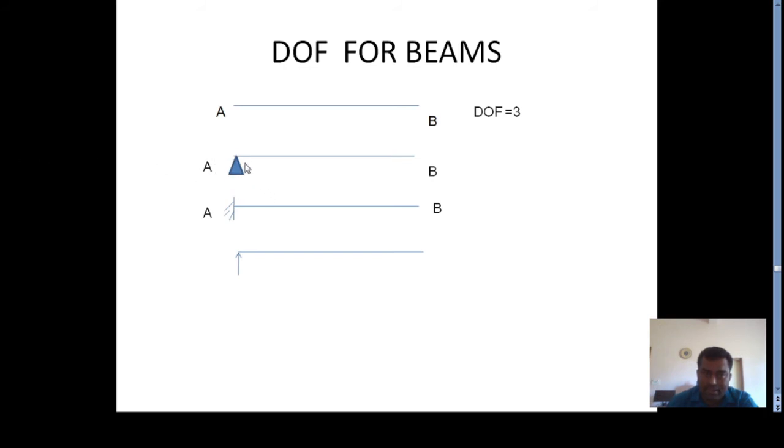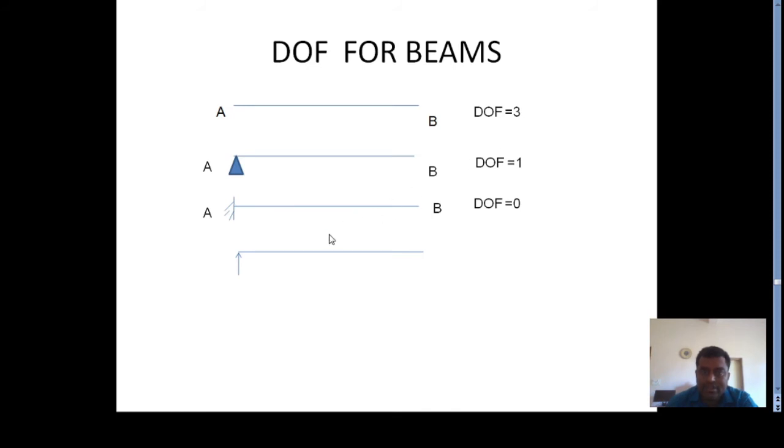In the next case, there is no movement at A, therefore we consider the degrees of freedom at A as 1, that is the moment. At the joint B, the degrees of freedom is normally 3: one horizontal, another vertical, then the moment MB. Similarly, in the next beam, vertical, horizontal and rotational movement at A are all restricted, therefore the degrees of freedom will be 0 at support A. But at B, the degrees of freedom will be 3.